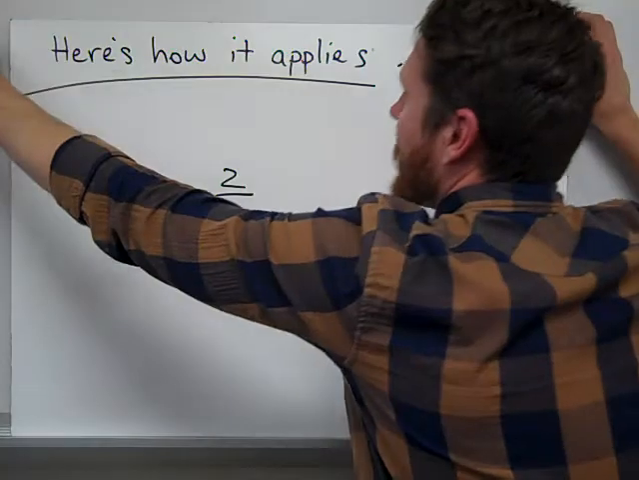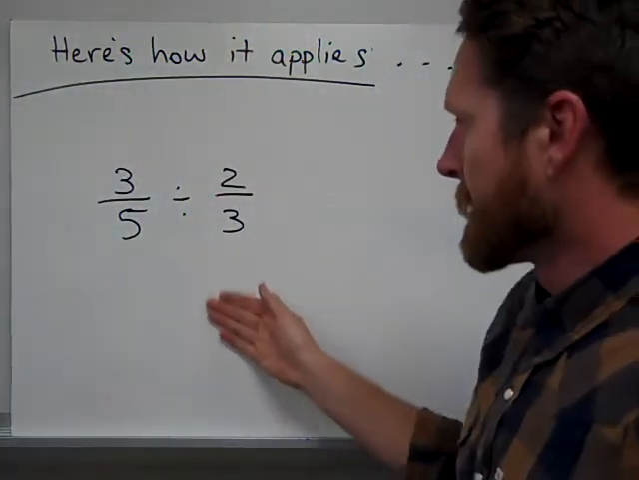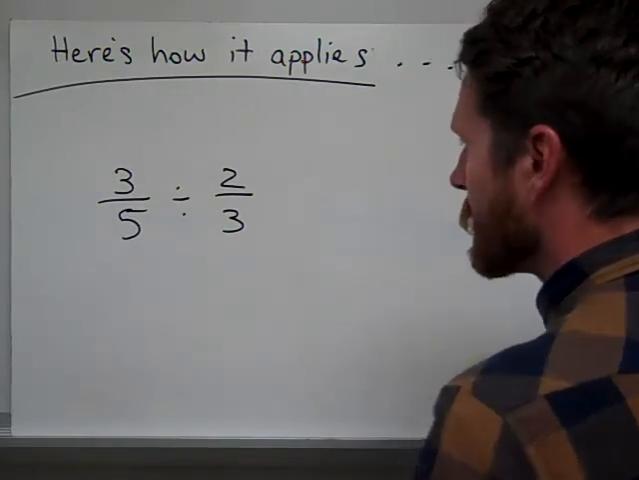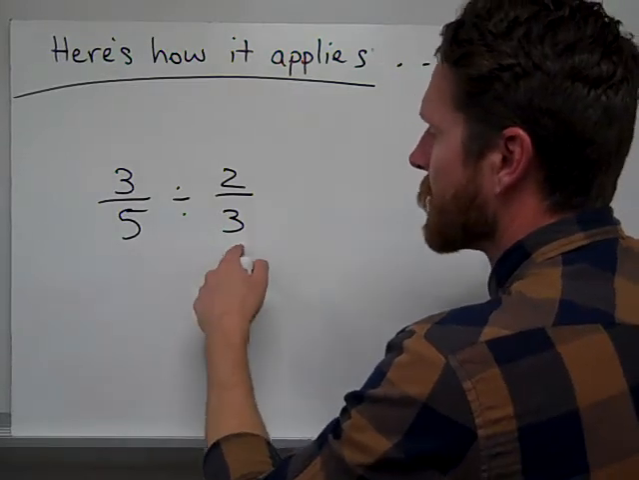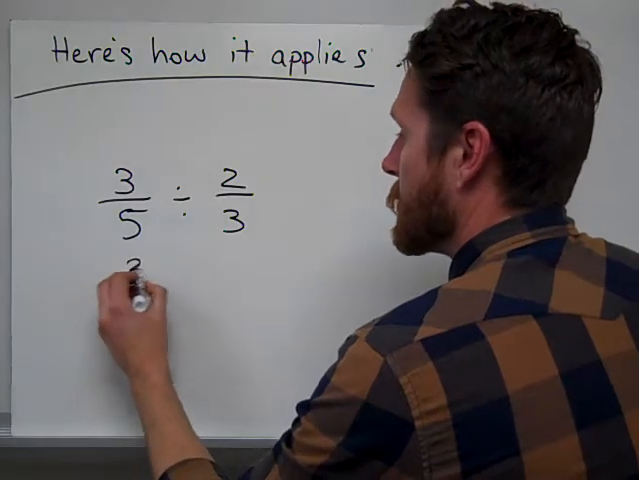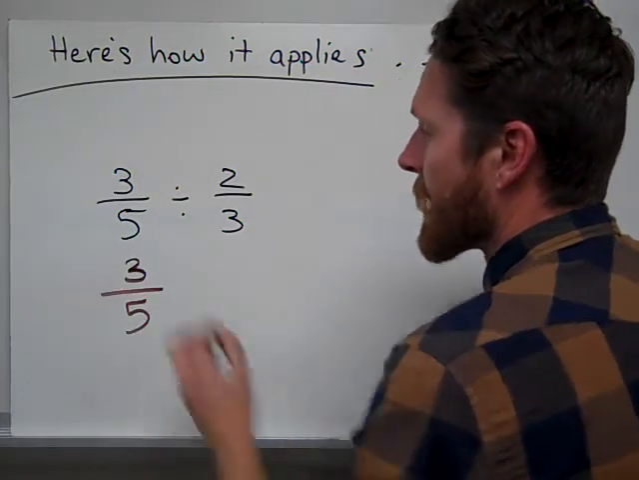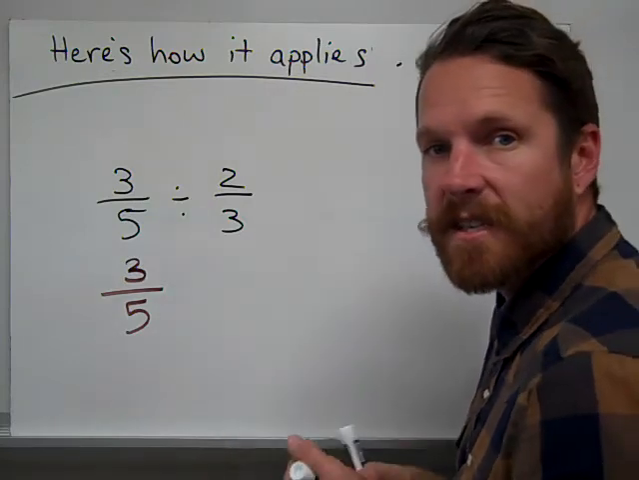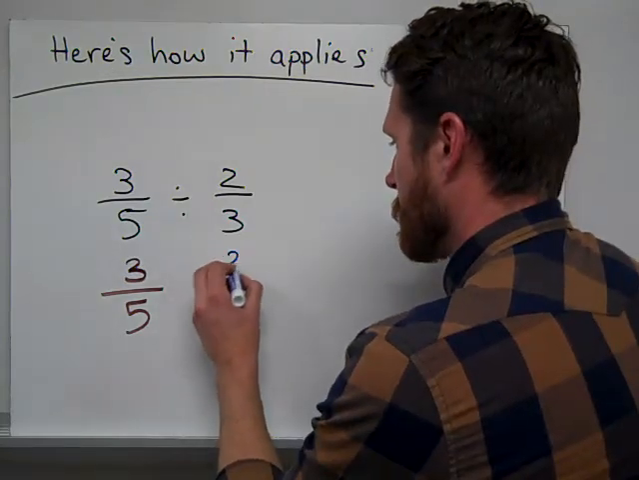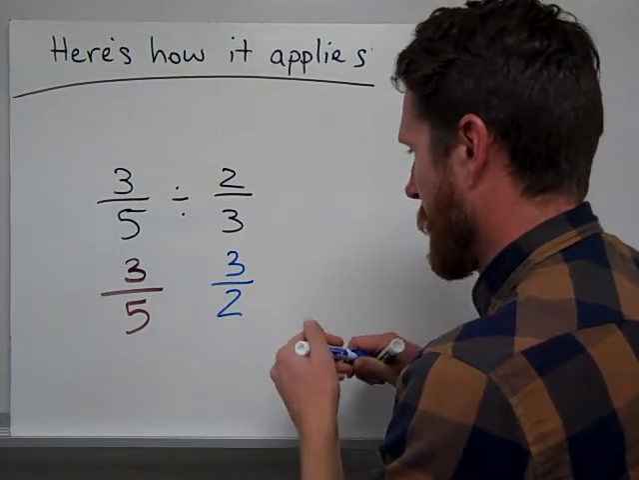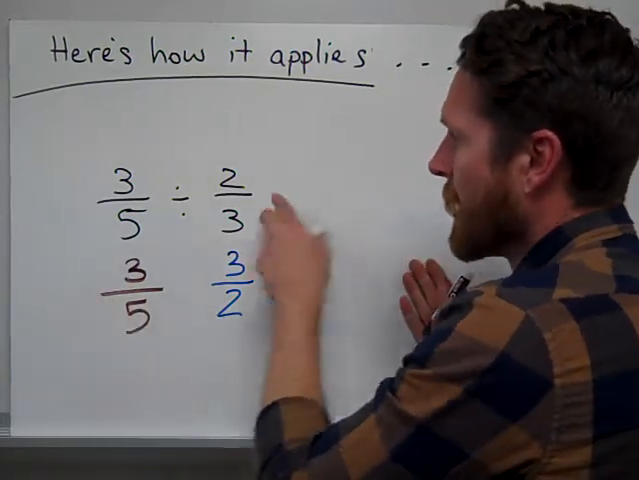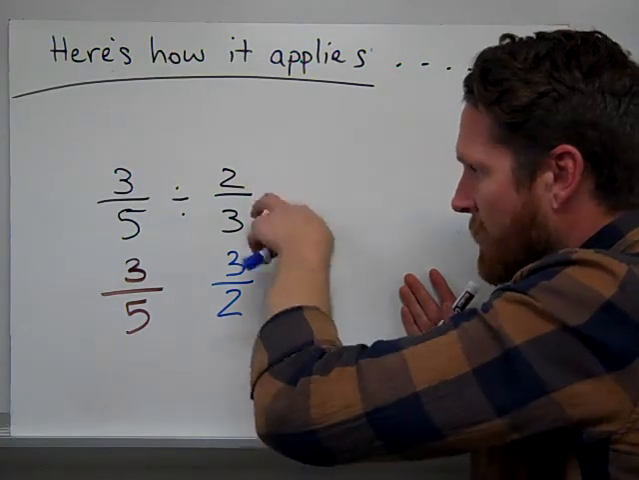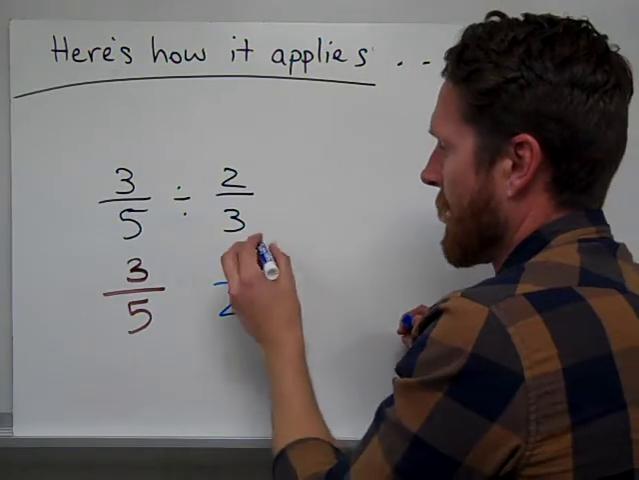Alright, so how does that apply to dividing fractions? Well, this is how it does. You take 3/5 divided by 2/3. What you do is the first fraction stays the same. You then take the reciprocal of the second fraction. Okay? 3/5 stays the same. The 2/3 becomes 3/2. Okay, reciprocal. So I flipped this.